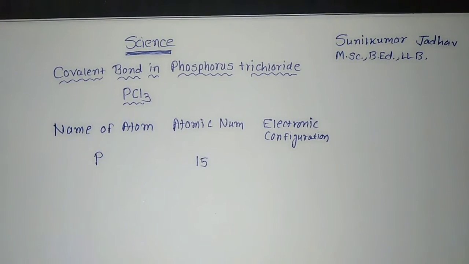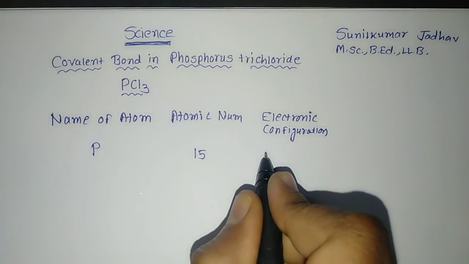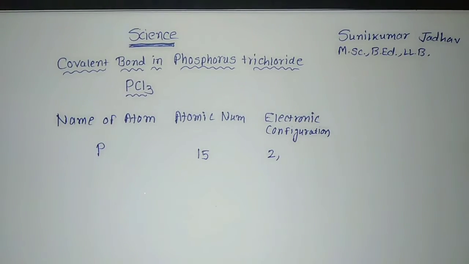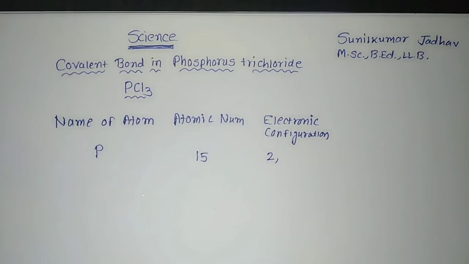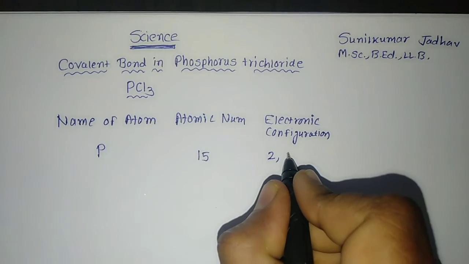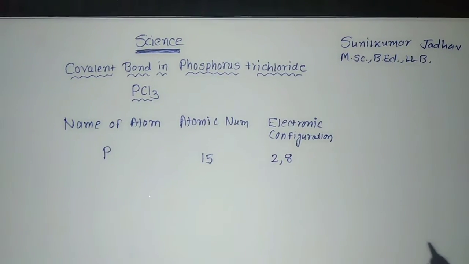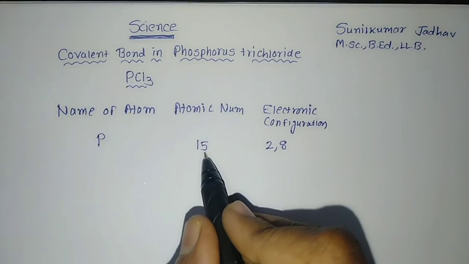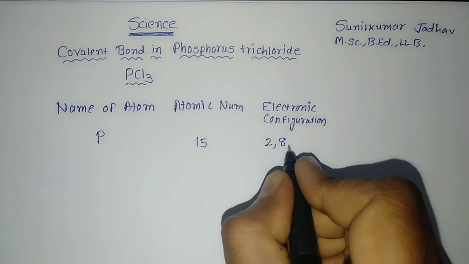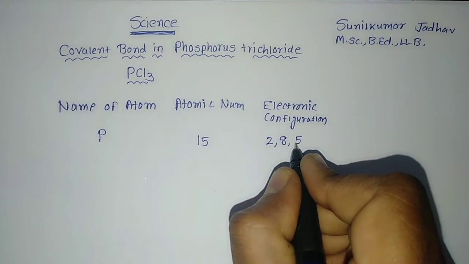In the first orbit, a maximum of 2 electrons can be accommodated. So that is 2. In the second orbit, a maximum of 8 electrons can be accommodated. So the first orbit is 2, the second orbit is 8. 2 plus 8 is equal to 10. Now how many are remaining? That is 5. So in the outermost orbit, there are 5 electrons.